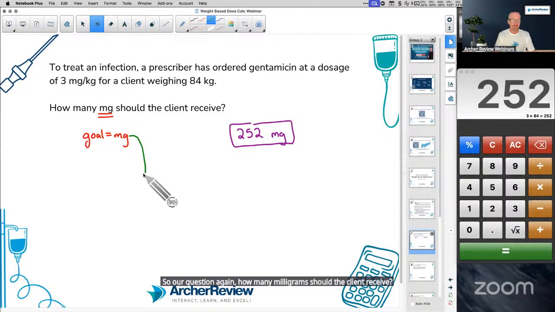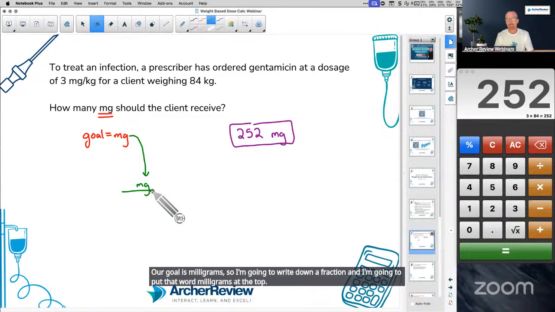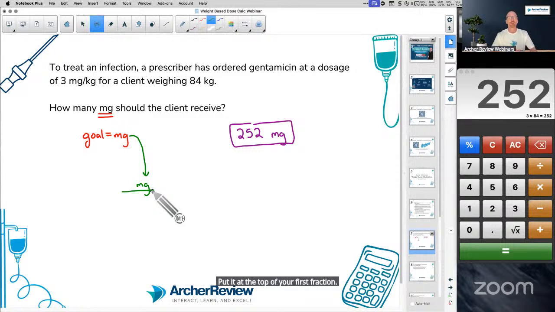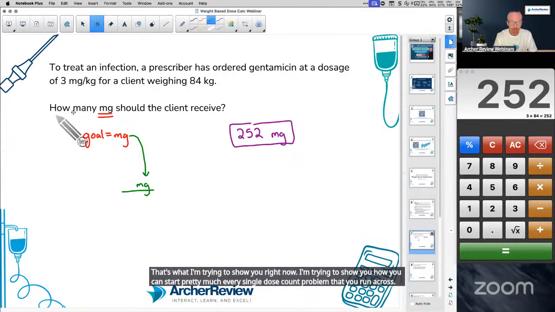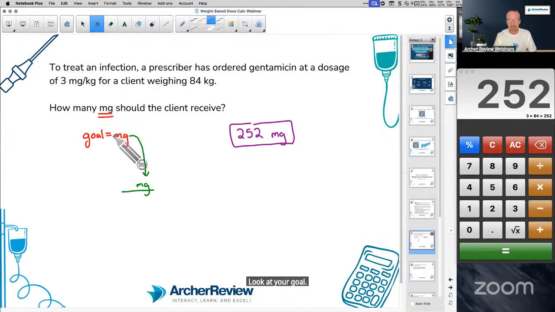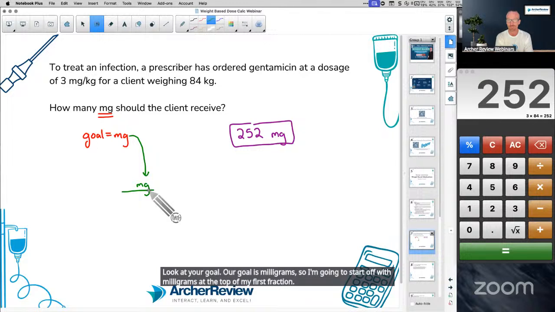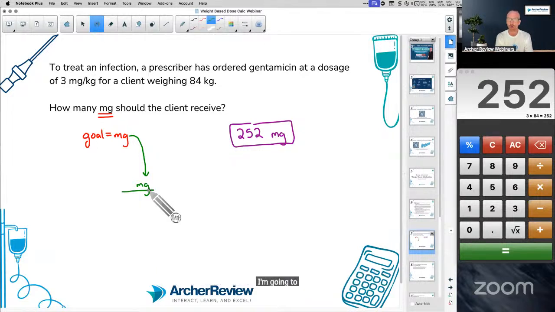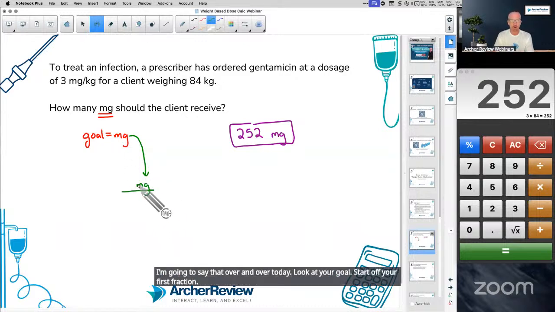So, our question again, how many milligrams should the client receive? Our goal is milligrams, so I'm going to write down a fraction, and I'm going to put that word milligrams at the top. Put it at the top of your first fraction. There are other ways of doing this, but y'all, I bet you've asked yourself before, how do I get started? How do I start these problems? That's what I'm trying to show you right now. I'm trying to show you how you can start pretty much every single dose calc problem that you run across. Look at your goal. Our goal is milligrams, so I'm going to start off with milligrams at the top of my first fraction. I'm going to say that over and over today. Look at your goal. Start off your first fraction. So our goal is milligrams.